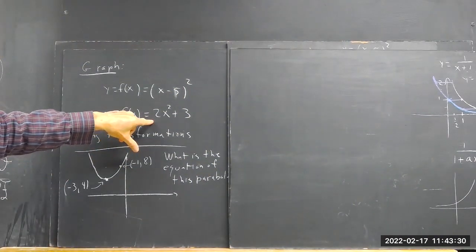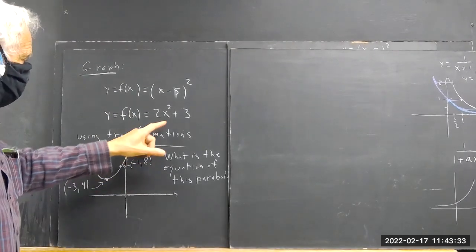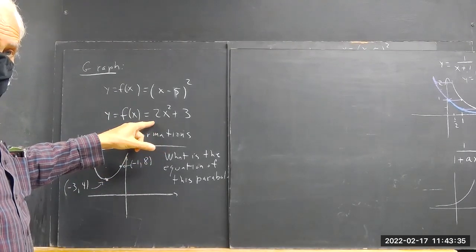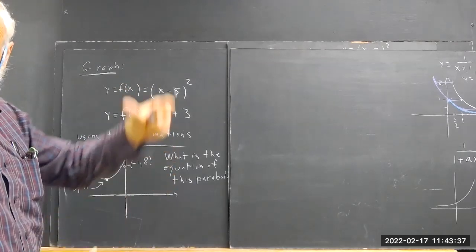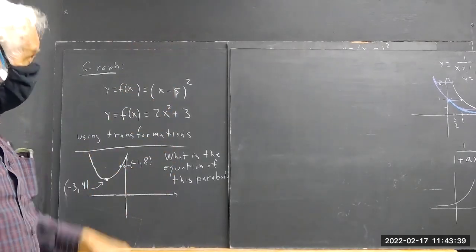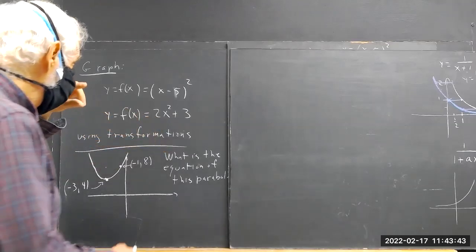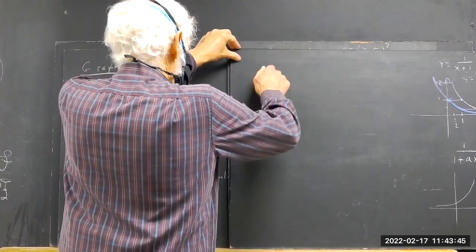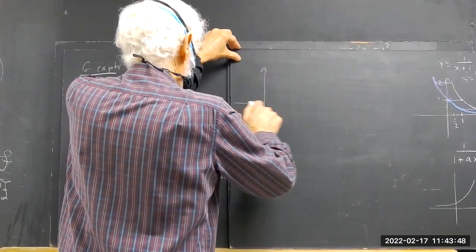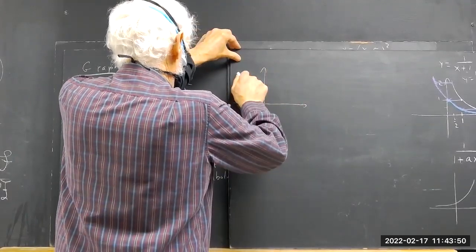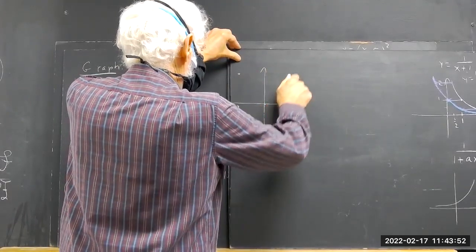This one, multiplying x squared by 2 means all the points move twice as far from the x-axis. All the y values are multiplied by 2. Okay, so again, you have your y equals x squared function.